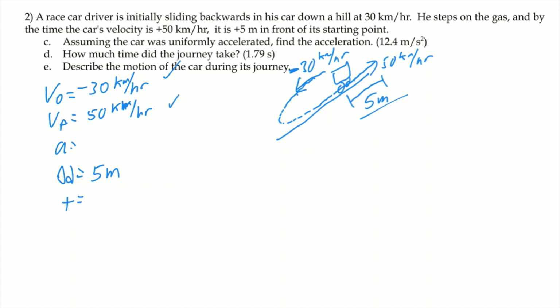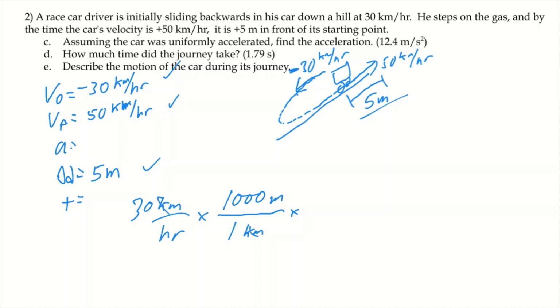Now the one thing you do have to notice is that we're in kilometers per hour, so we're going to need to convert that to meters per second. Let me just remind you how you would do this. Let's do it for the 30. If we have 30 kilometers per hour, let's convert kilometers first. We know 1 kilometer is 1,000 meters.